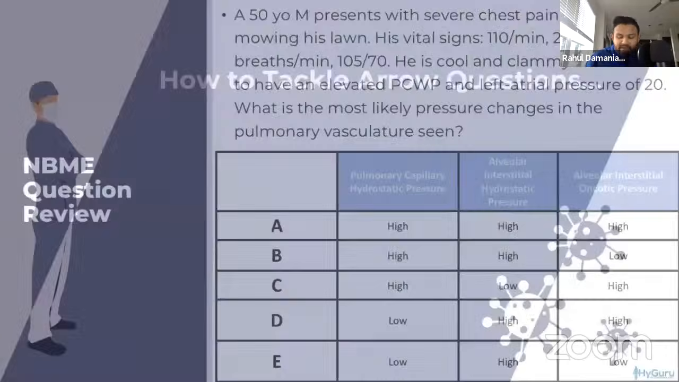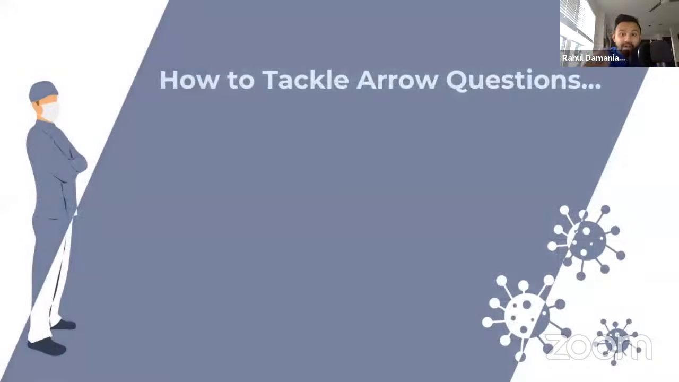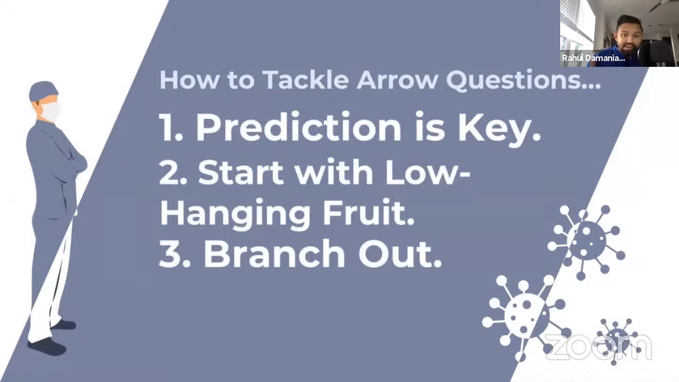So let's take a brief pause and go through a strategy on how to tackle arrow questions. Now, when we're talking about arrow questions, I want you to recognize that prediction before you go into the arrows themselves is key. Don't get lost in the sea of the arrows. Predict the variables prior to going into the answer choices. The second thing I say is start with the low-hanging fruit, i.e. the variable that you know, and then try to derive the other variables by branching out. So in summary, arrow questions for the USMLE: prediction is key. Start with the low-hanging fruit and then branch out.